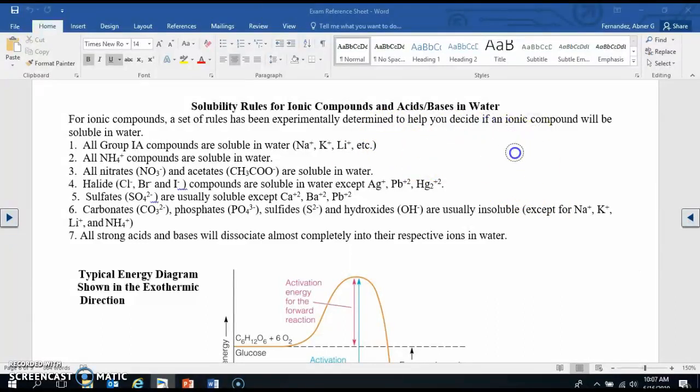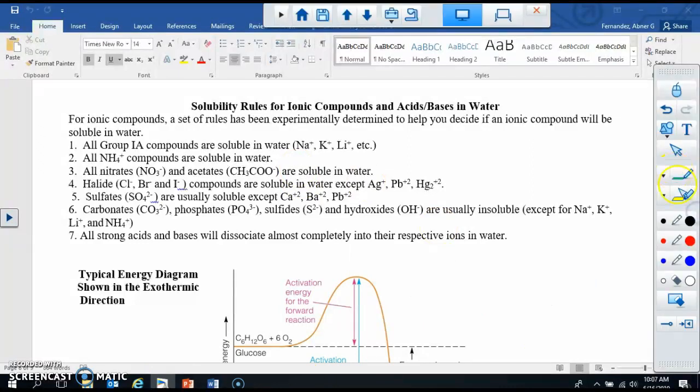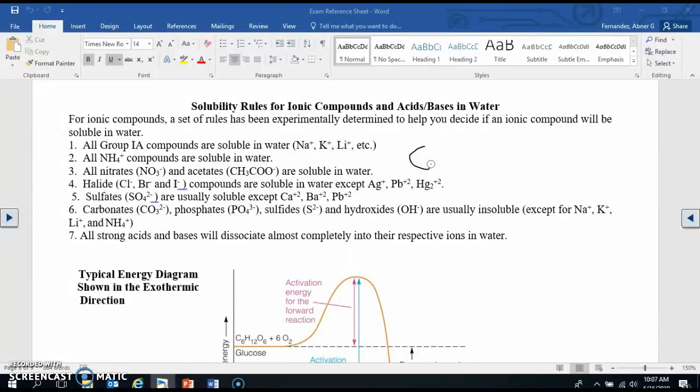All nitrates, so if you see NO3 at the end, or acetates at the end. FYI, acetate can be written two different ways, and I'm just going to show you how acetate is done. Acetate can be written this way, or it can be written as C2H3O2. This is also the acetate ion with a -1 charge. This is the same as CH3COO minus. So anytime you see that at the tail end of an ionic compound, it is going to be soluble in water. It means it's going to be aqueous. It means it's going to split up in water.